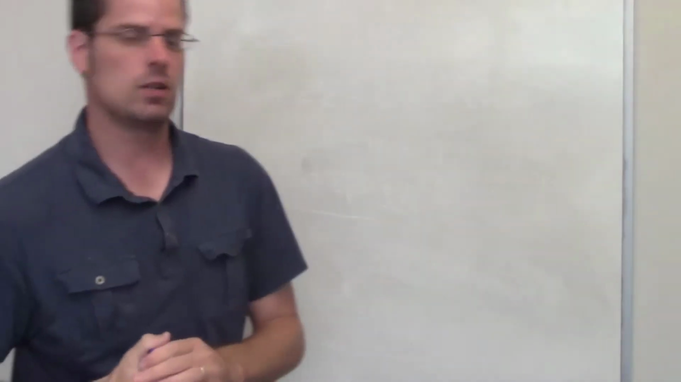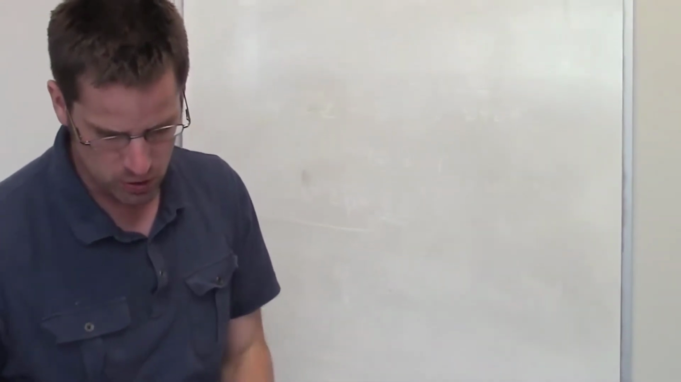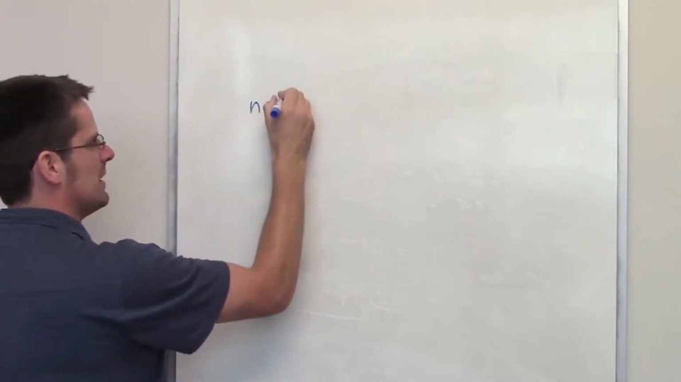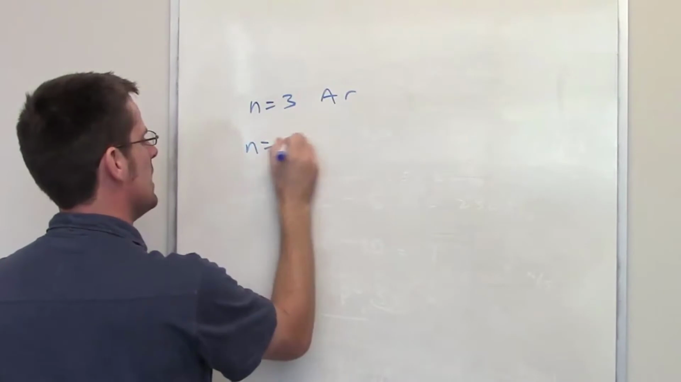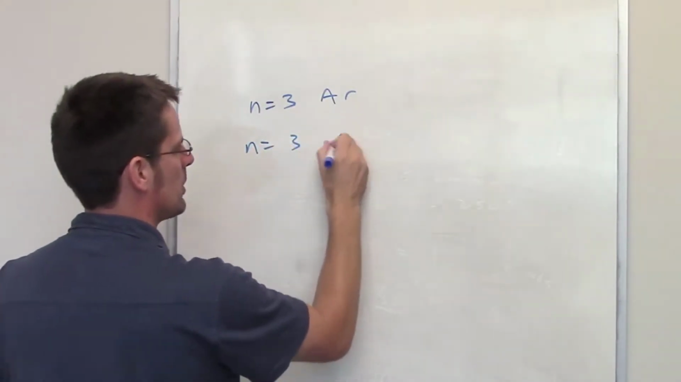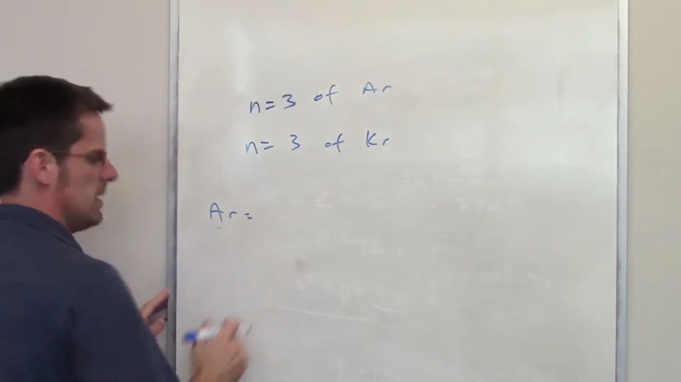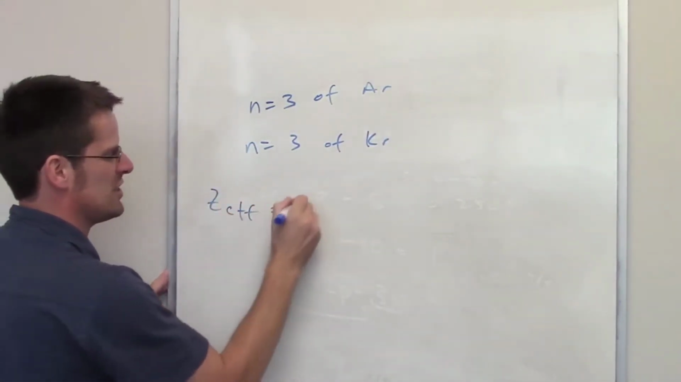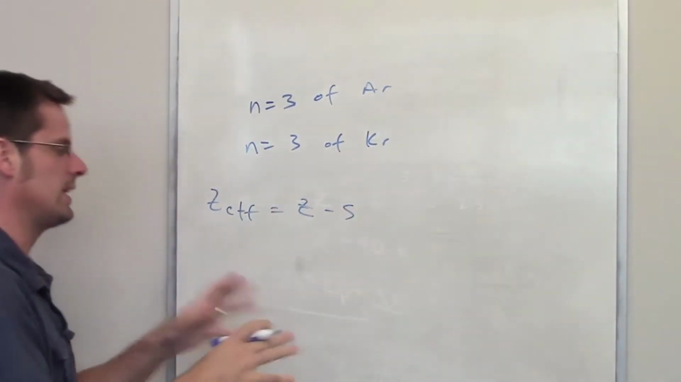In the second question that I talked about in the previous video, I asked which will experience a greater effective nuclear charge, the electrons in the n equals 3 level of argon, or the electrons in the n equals 3 of krypton. So let's go ahead and look at argon. Argon's Z effective is of course going to be equal to Z, which is its atomic number, minus S, which is the screening constant for the electron in question.